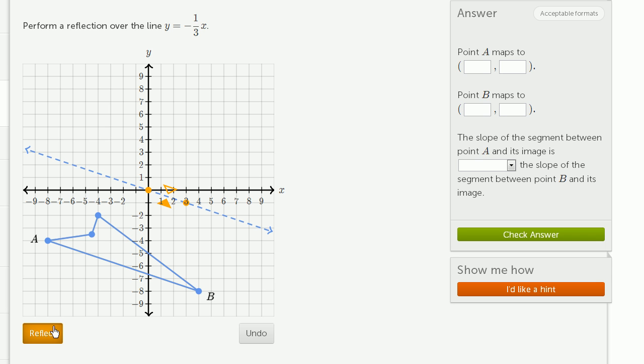And so let's do our reflection. I have to press this. So let's do our reflection. There we go. All right, this is exciting.